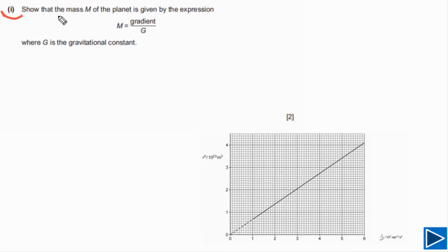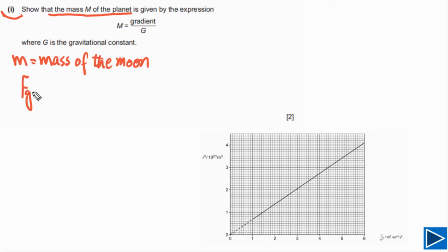For part C1, we need to show that mass capital M of the planet is given by this expression. Means mass of the planet is equal to gradient over universal gravitational constant. First of all, let's imagine that small m is representing mass of the moon. In this question, we have already discussed that gravitational force provides the centripetal force. So now we can say Fg, we can equate this one with Fc.